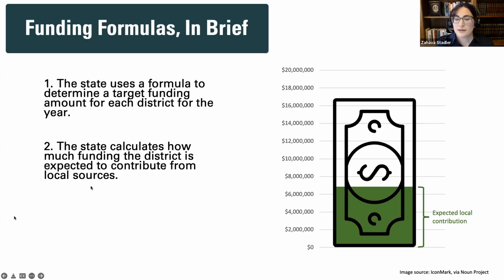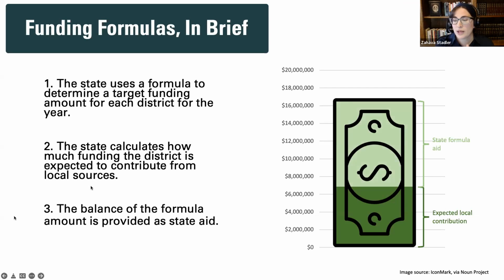And then step three, the balance of the formula amount is provided as state aid. So in this district of the 17 million, the expectation is that the district is providing about 7, and therefore the state will provide the last 10. This very broad strokes kind of formula is what you see pretty much everywhere around the country.